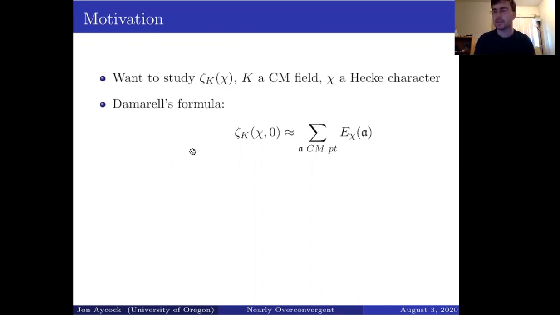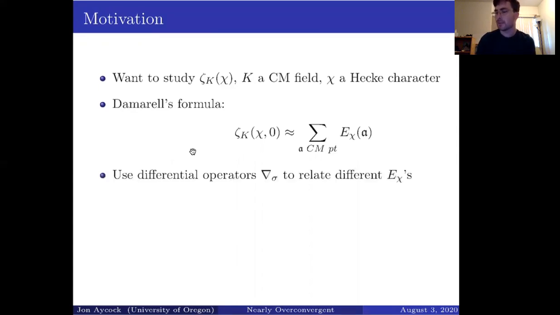So there are some constants that come up, which is why this is listed as approximately equal to instead of just equals. But this is really tightly controlled by this value over here. And in fact, there are some differential operators, which I'm going to call nabla sub sigma, that we can use to relate these different E chi's. So for a different character, you can sometimes get there using this differential operator.